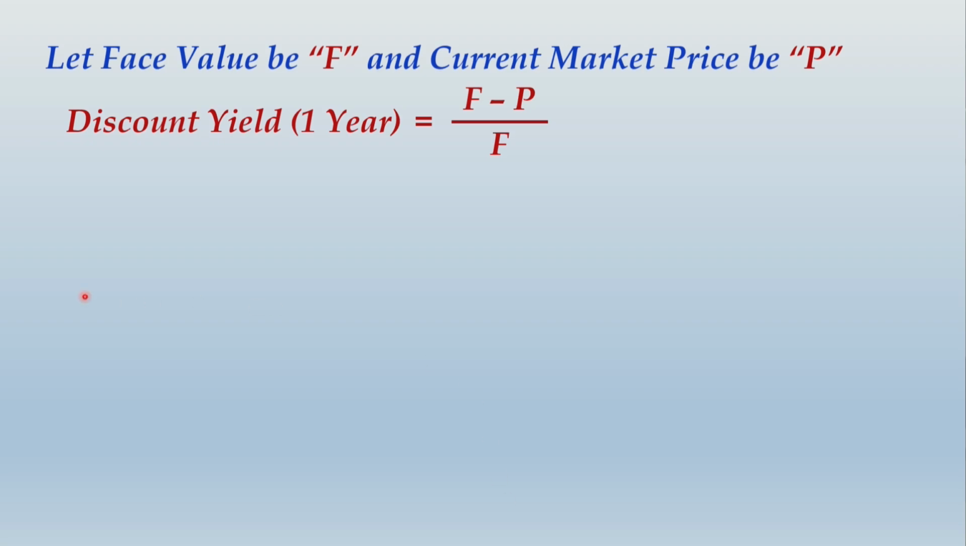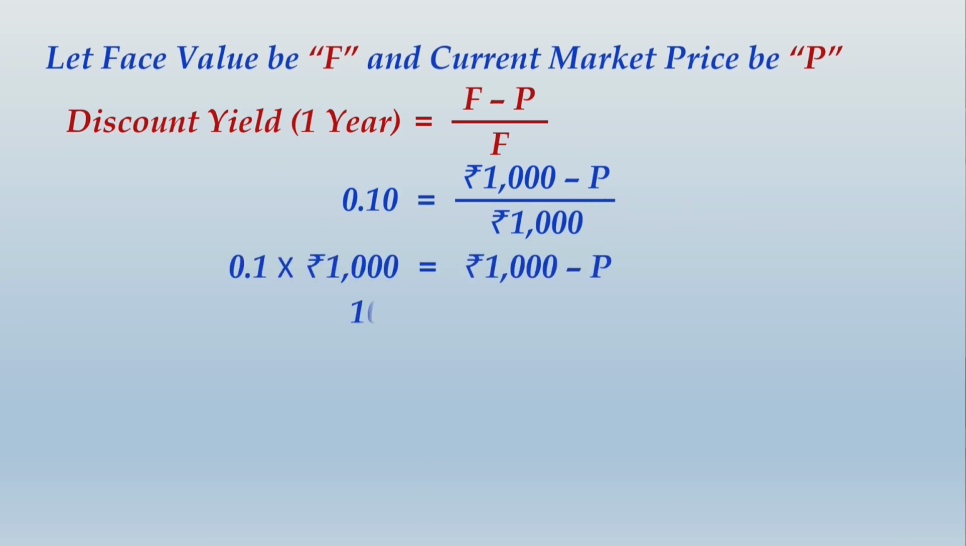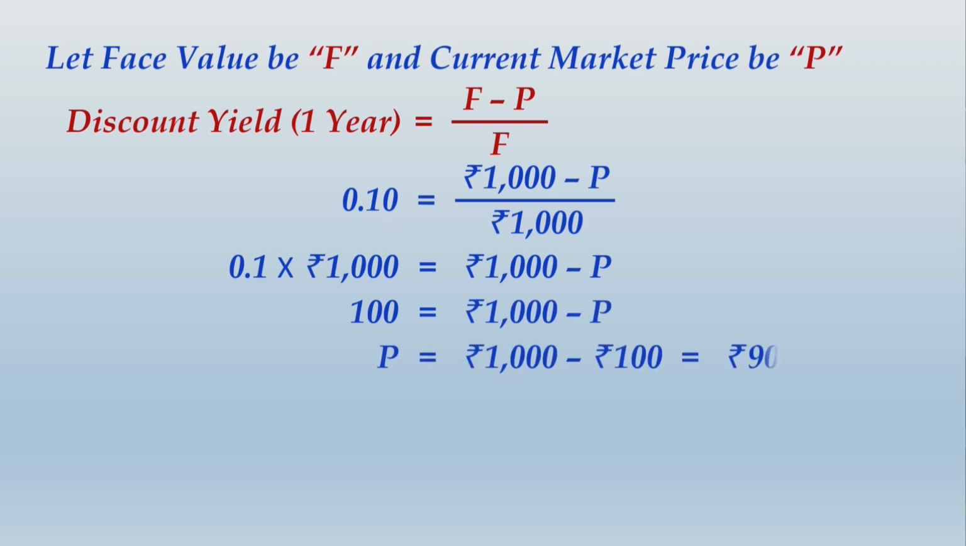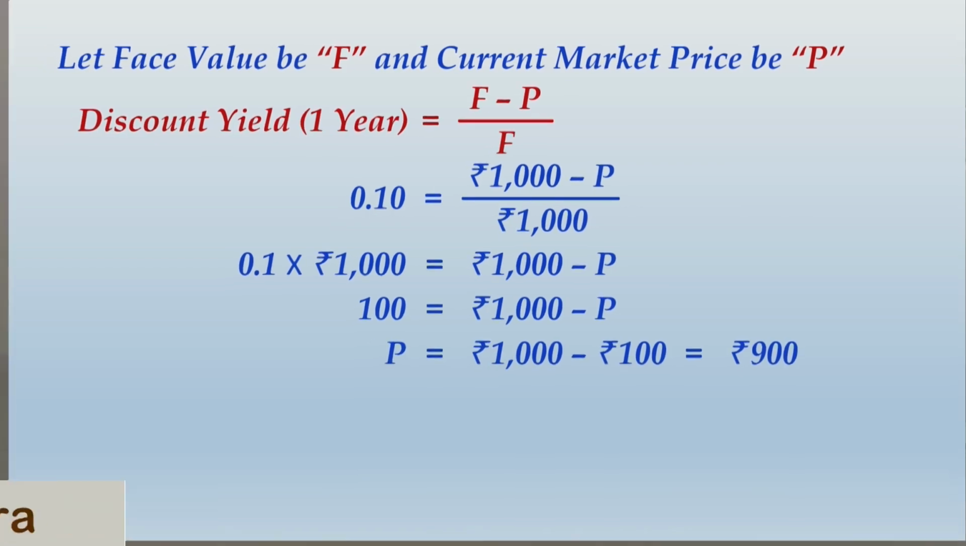So discount yield is already given as 10%. On absolute basis, I'll write it as 0.10. I do not know what is the current price, so I write simply 1000 minus P divided by 1000. When I solve this equation, I find the value of P. It is very simple task. This equation solving wasn't actually needed because we could have directly arrived at the calculation.